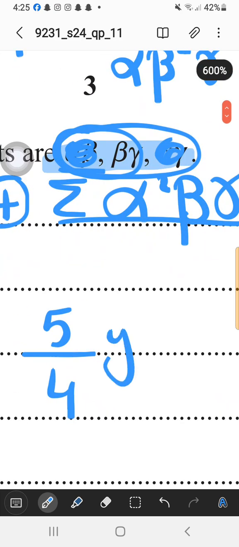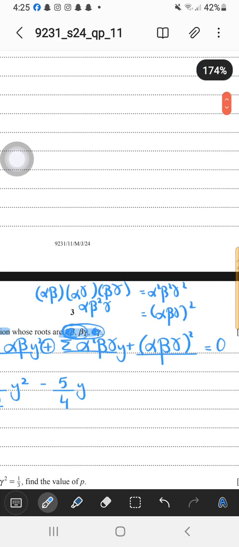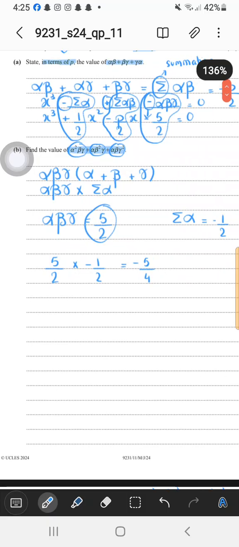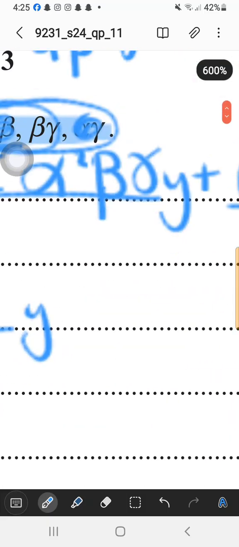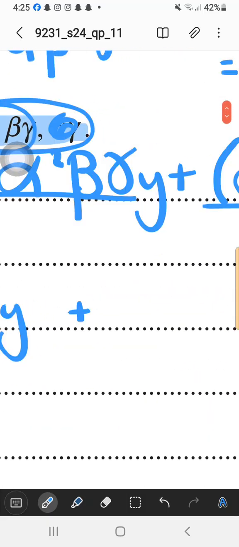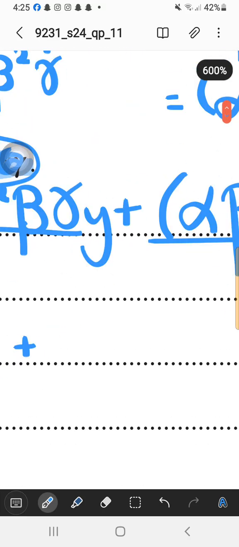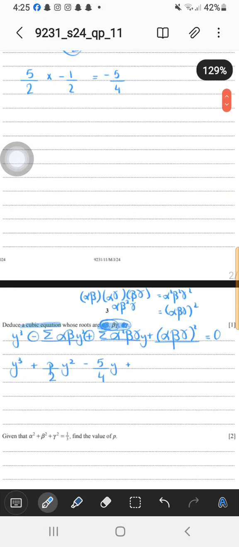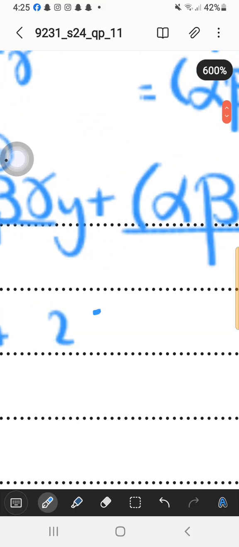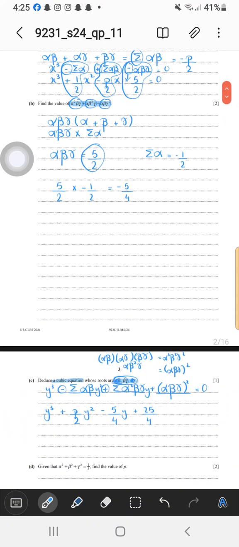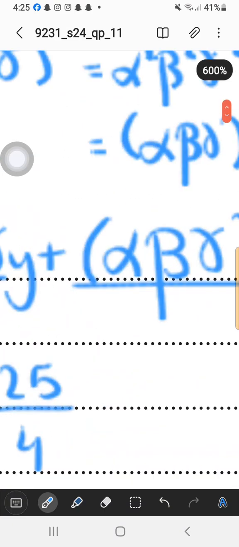So here is y, and alpha beta gamma with the whole square. So we had 5, so we got the alpha beta gamma here, 5 upon 2. So square it and we will get 25 upon 4. Sorry, that was 5 upon 2 with the whole square, so it becomes 25 upon 4. Okay, that was 5 upon 2 and we will whole square that, so it becomes 25 upon 4 is equal to 0.